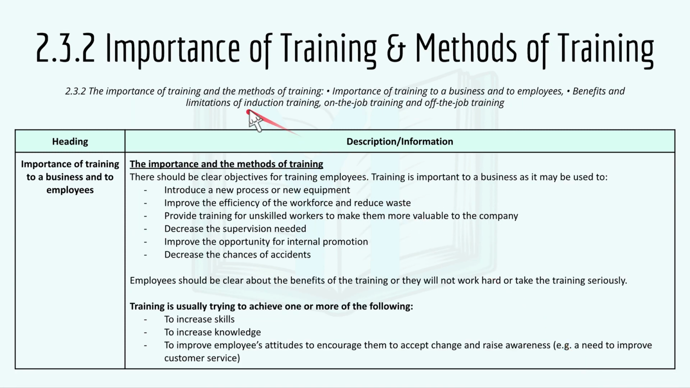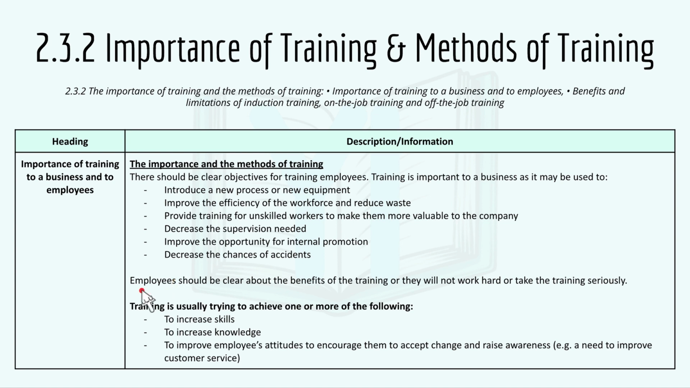Then we have 2.3.2, the importance of training and methods of training. So here's the importance of training to a business and to employees. There should be a clear objective for training employees, and training is important to a business as it may be used to introduce a new process or new equipment, improve the efficiency of the workforce and reduce waste, provide training for unskilled workers to make them more valuable to the company, decrease the supervision needed, improve the opportunity for internal promotion, and decrease the chances of accidents.